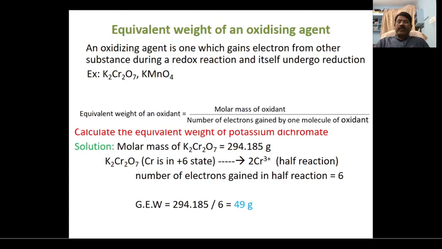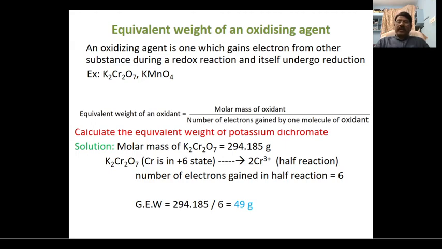Next concept is how to calculate equivalent weight of an oxidizing agent. Here, oxidizing agent is one which gains electrons from other substances during a redox reaction and itself undergoes reduction. Example, K2Cr2O7, KMnO4. There is a formula to calculate equivalent weight of an oxidizing agent, that is molar mass of oxidizing agent over number of electrons gained by one molecule of oxidizing agent.